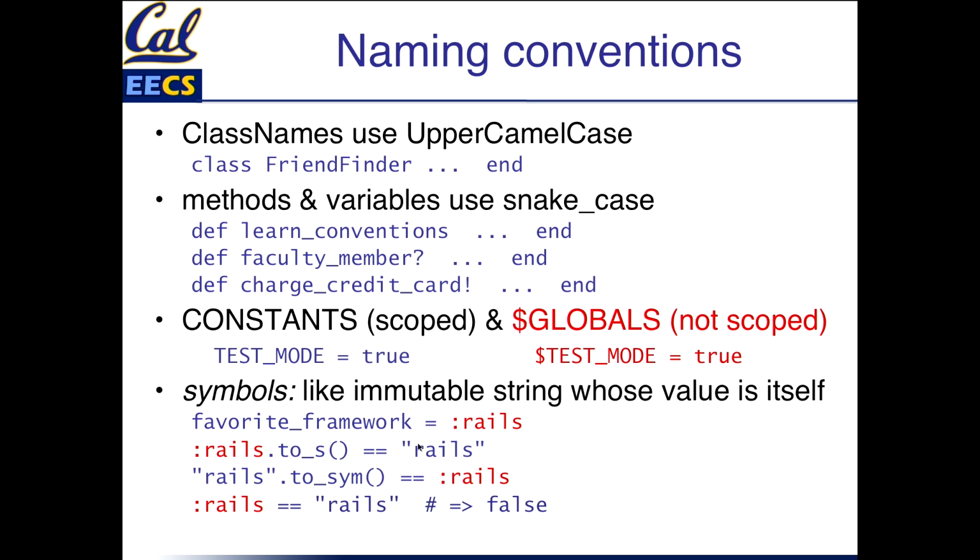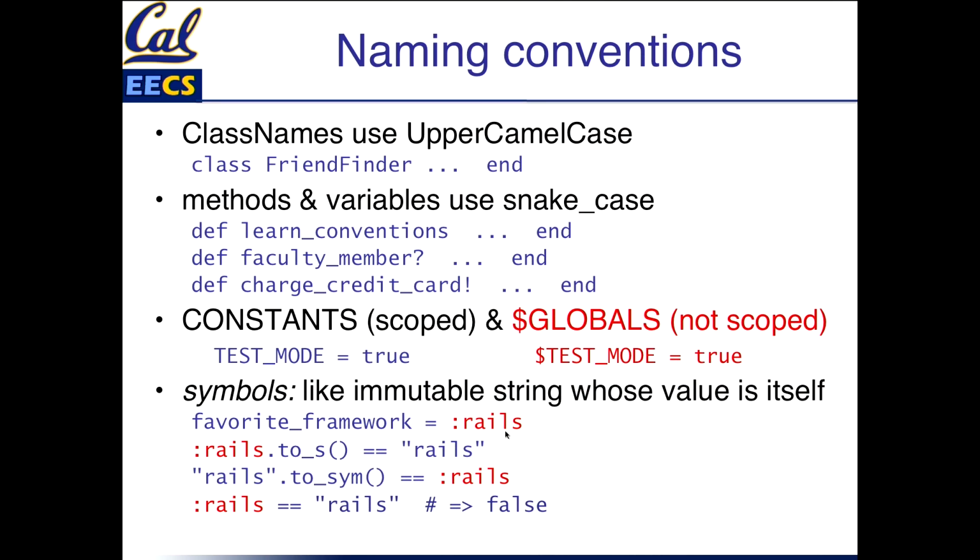So what's a symbol? The syntax for a symbol is just a colon followed by a string of letters and underscores and digits. But a symbol really is kind of like an immutable string whose value is itself. And the reason that in many cases you're going to find that there are methods in Ruby and in Rails where it looks like you could actually pass either a symbol or a string. Now, symbols aren't the same as strings. It's very easy to convert between them. There's methods to_s and to_sym.